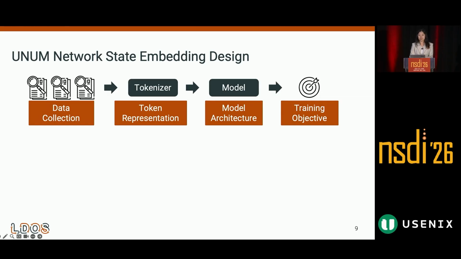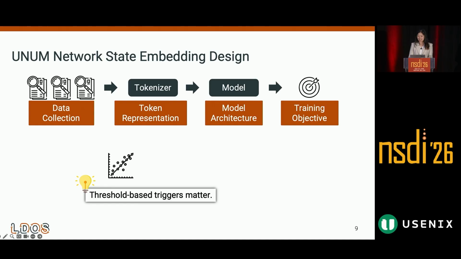Going into the details of Unum's design, in the paper we discussed a lot of other design choices, for example, for data collection, for token representation, for model architecture, and for training objective. Here I just want to quickly highlight one key insight we found. A very straightforward way of modeling this future network state prediction problem is through regression. However, it is unbelievably hard.